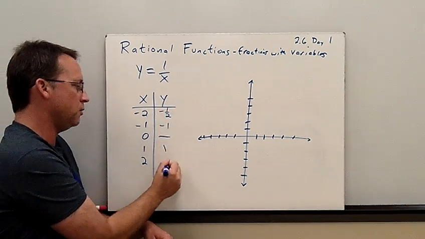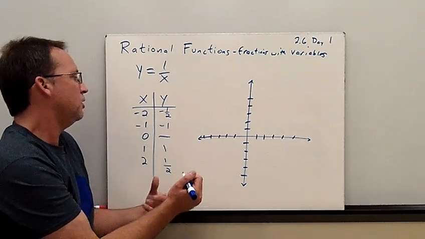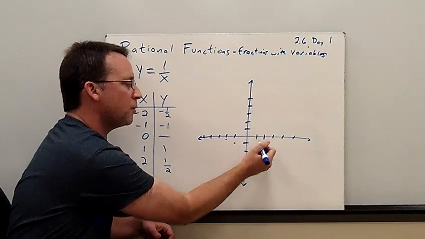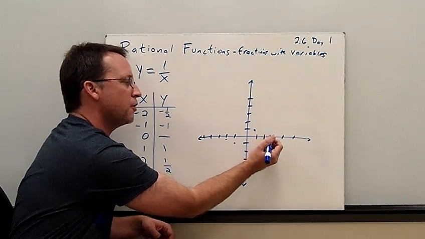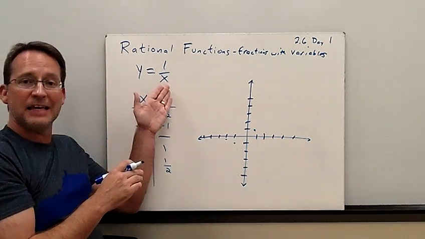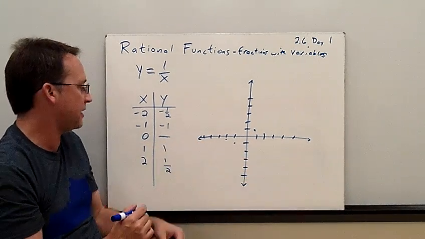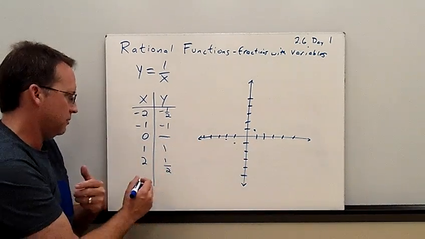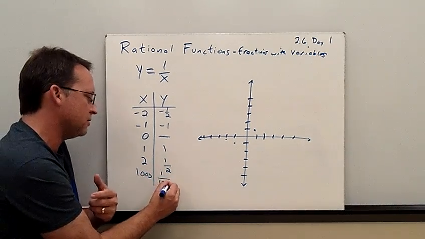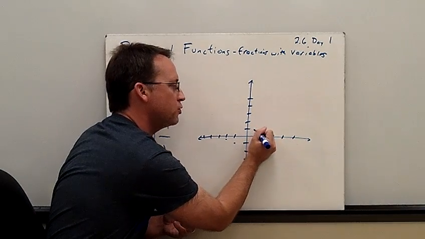Here's -1, 1, 1/2. As we plot those points, hopefully remember what that graph kind of looks like, where we have points in the first and the third quadrants. And the bigger x gets, the closer this graph gets to the x-axis. So if I were to make x equal 1,000, well, y would be 1 over 1,000. That's really, really close to 0. So our graph starts to approach 0.